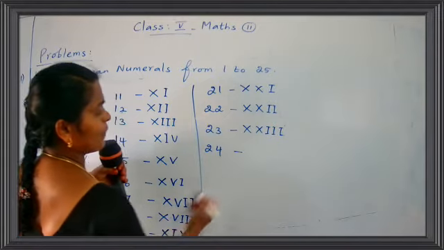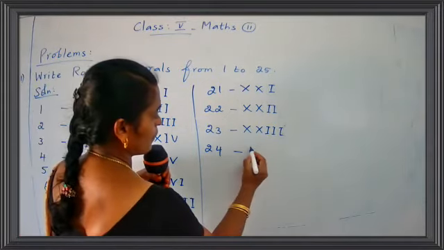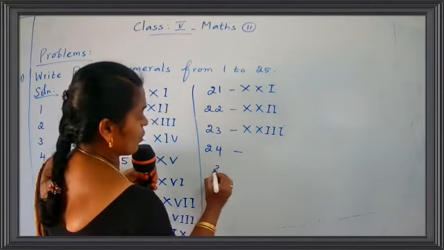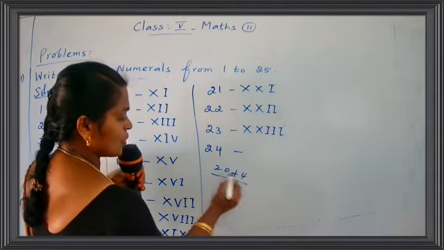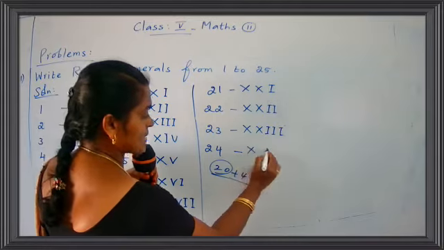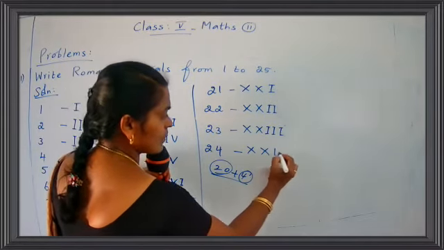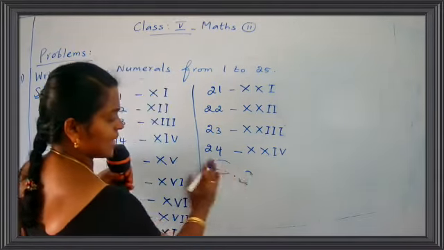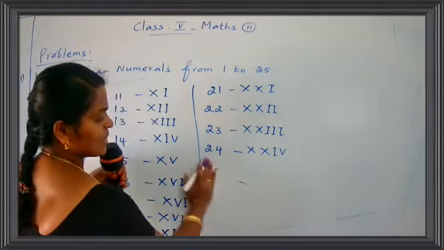Next is 24. 24 can be written as 20 plus 4. So 20 means XX. 4 means IV. Okay, children. So XXIV stands for 24. Next 25. So 25 can be written as 20 plus 5. So that's why 20 means XX. 5 stands for V. Are you clear? Yes, children?